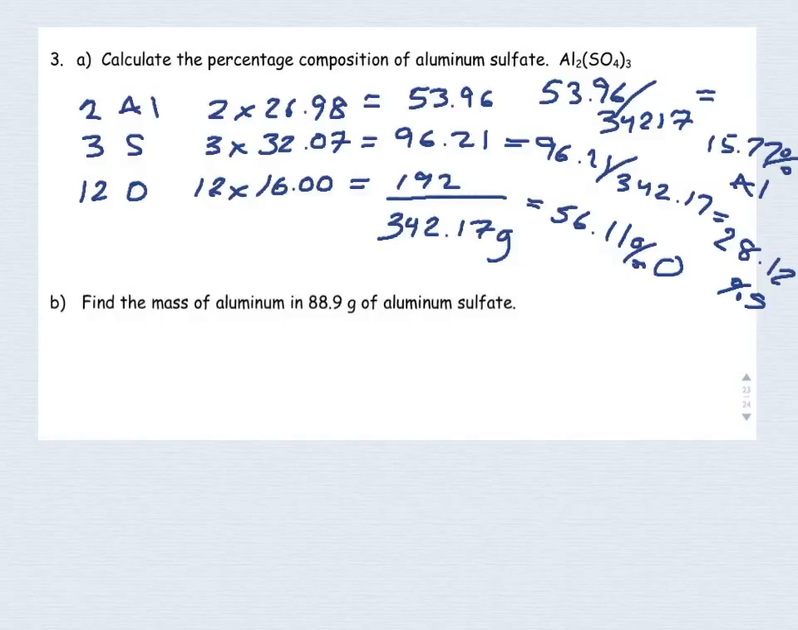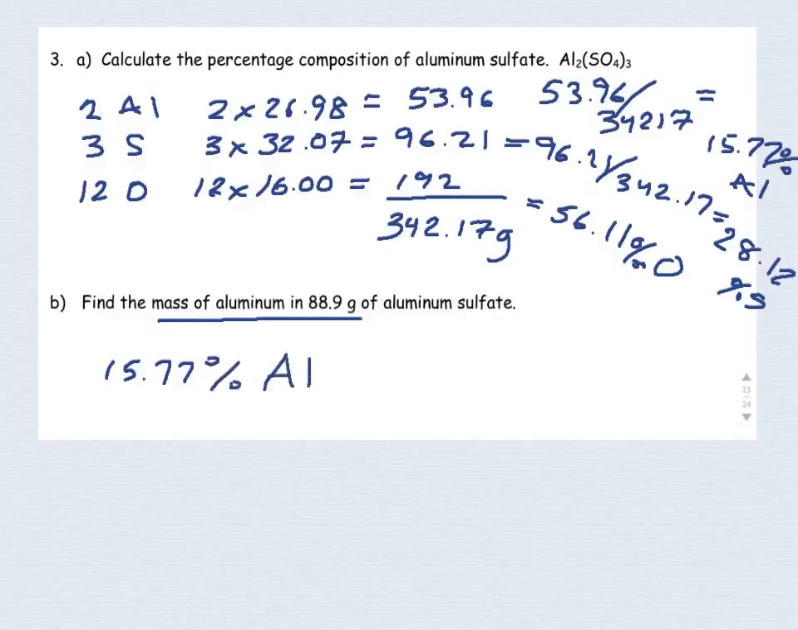Now part B asks specifically for the mass of aluminum in a sample of 88.9 grams of aluminum sulfate. We just did all the work that helped us to decide what percentage aluminum is in the compound. We learned that 15.77% of the entire compound is made up of aluminum.